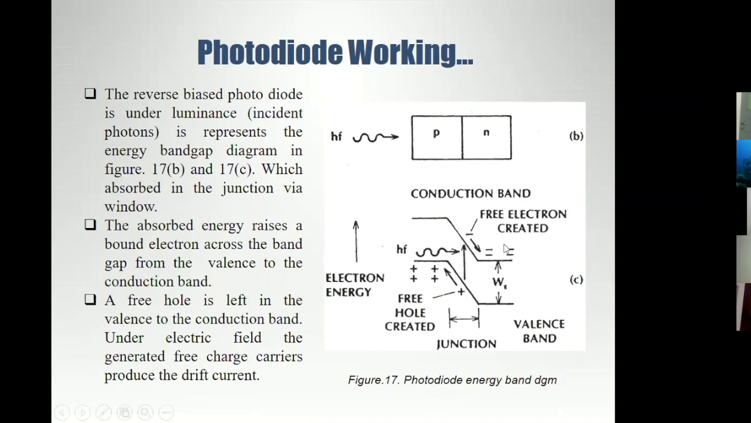This is the most important part. How does the photodetector work? When we have more free electrons and more free holes, we will have more drift current. So how do you get the drift current? The free electrons will go to the valence band or the p side, and the free holes will go to the n side. Again? How do you get the drift current?